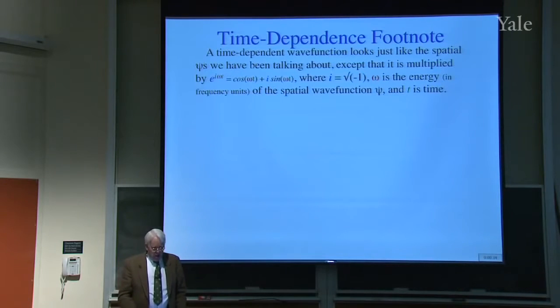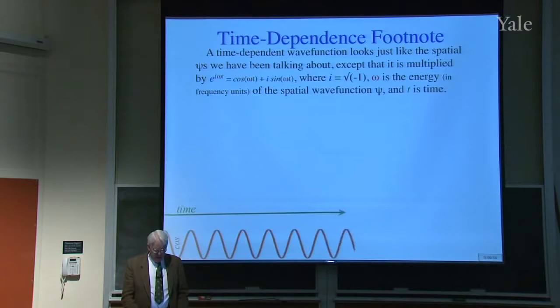Okay. So you have a cosine and a sine of omega t. One is real and one is imaginary. It's a complex number that you're multiplying the wave function by. So i is the square root of -1. Omega is the energy in frequency units. That's how rapidly things are changing in time, right? Because it's cosine omega t.